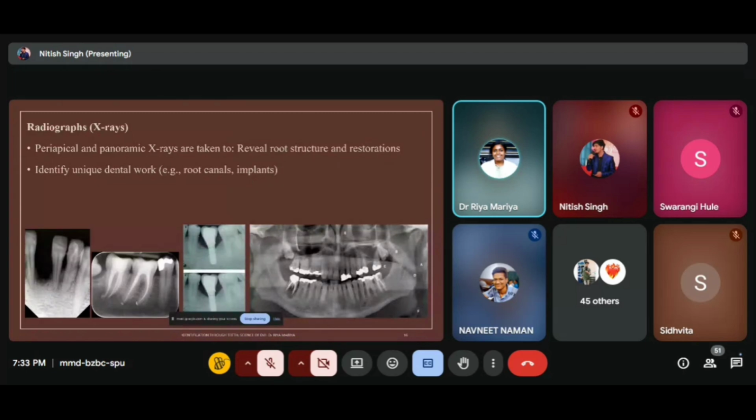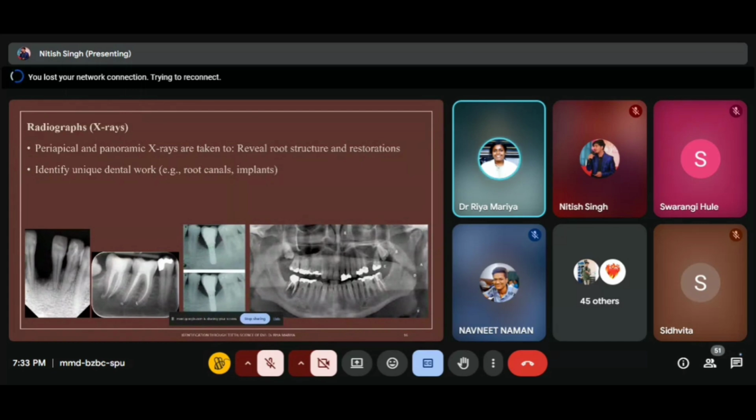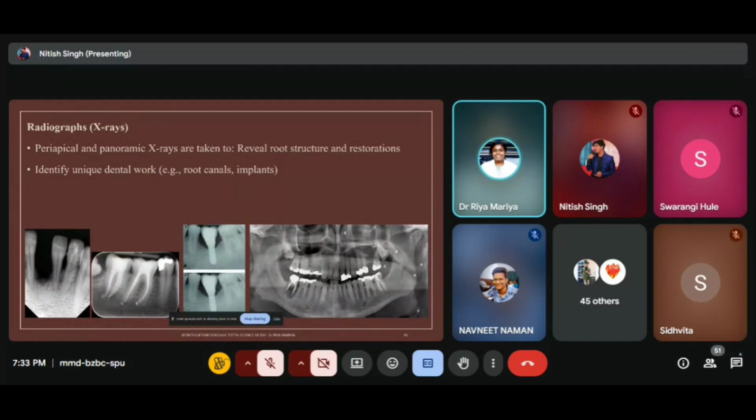That white structure, white color, that is a root canal treated or endodontically treated tooth. And adjacent to that, there is a premolar. You can see a filling or restoration, which is also radiopaque or white in color. That white indicates some foreign material, that is the filling only. And in the third picture, that is known as an implant. That is an implant placed in the oral cavity.